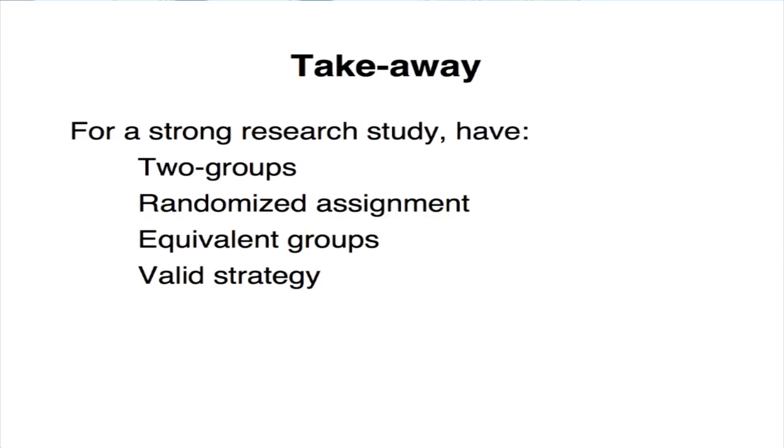The takeaway from this entire discussion was that for a strong research study, you need to have two groups, and you should try your best to randomly assign students to the two groups, else try to match and check equivalence, and make sure that your strategy is valid. How do you ensure that the strategy is valid? One possible method is to take your research objectives and your content and show it to a peer, such as another teacher who is teaching the same course, or a content domain expert, and ask them whether the strategy actually addresses the research objective.